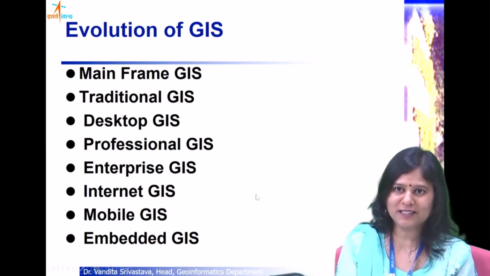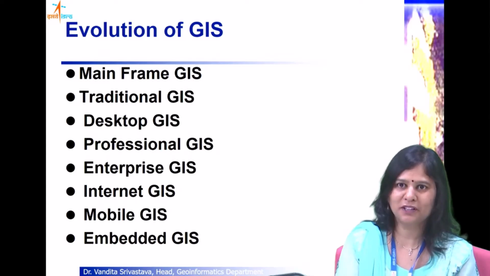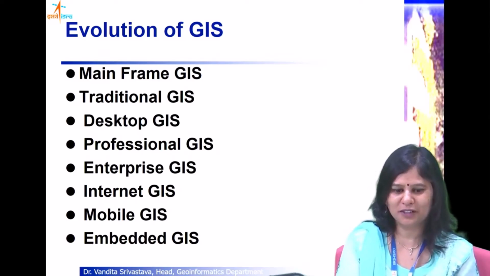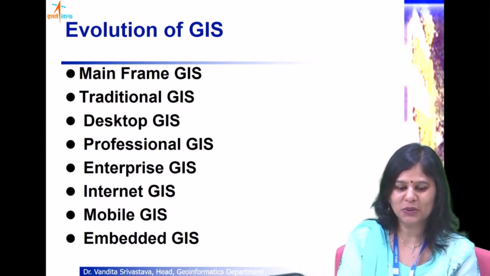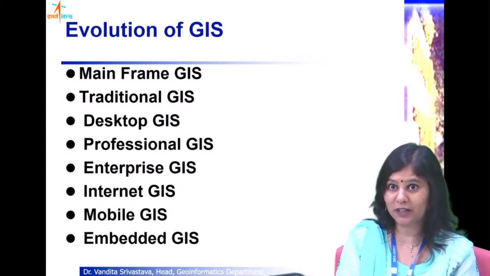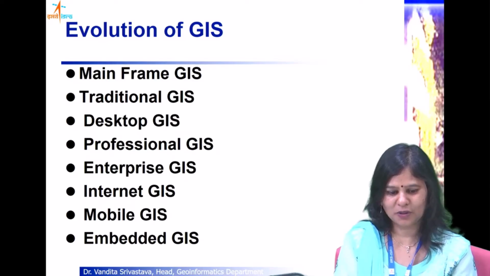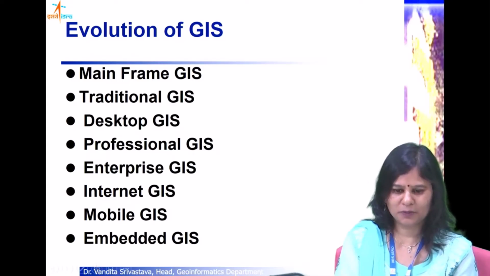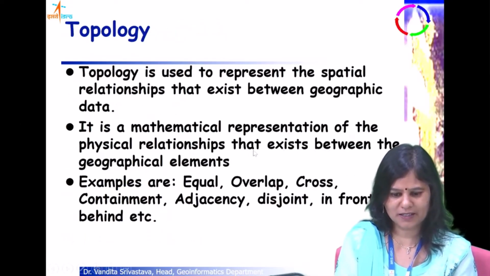A lot of technologies have contributed to make this happen, from computer science to communication technologies, navigation, remote sensing, nanotechnologies, and maybe a lot of developments in various other domains. So that is how GIS has evolved.